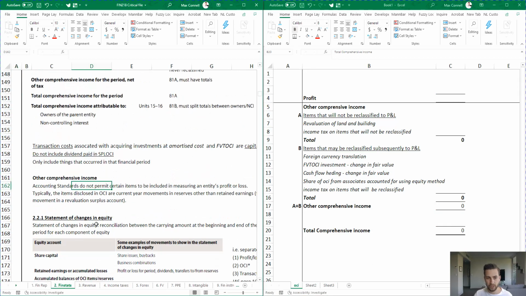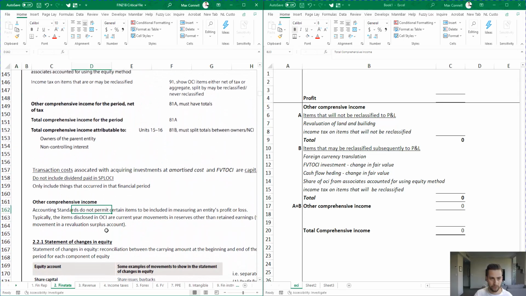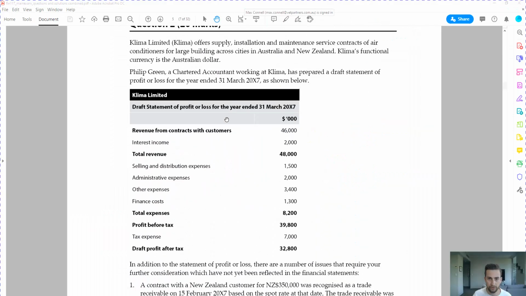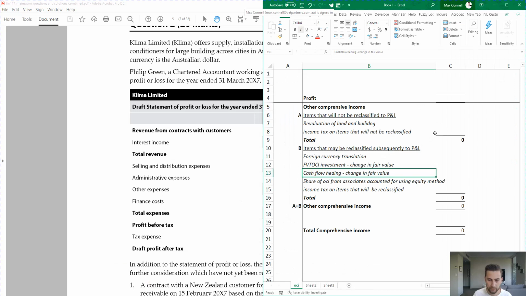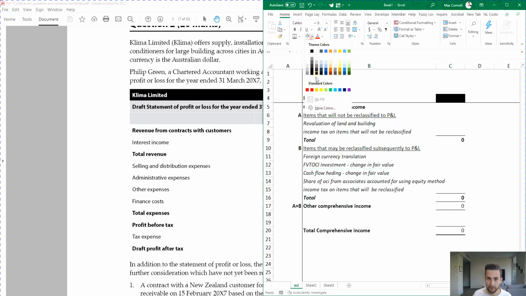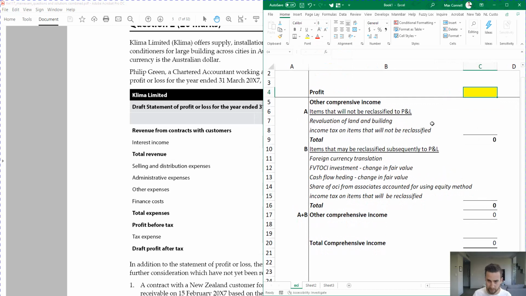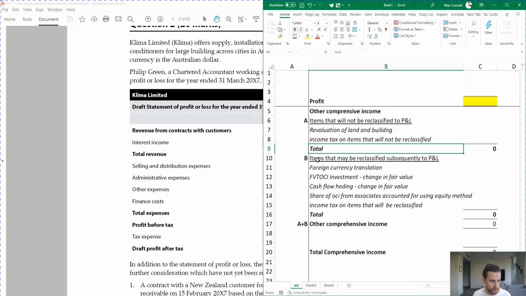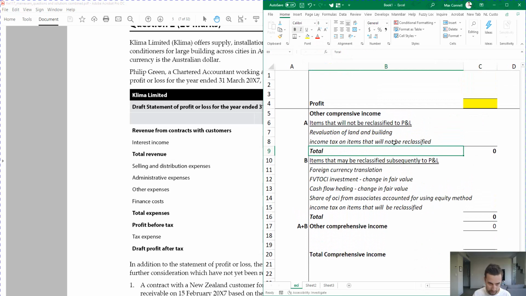Now let's actually read the question, pull out the information, and see what we have to do. Okay, so we're back on the original question. The first thing that we need to complete this other comprehensive income is obviously the profit figure up here. But this is a 20-mark question. That involves a lot of work. So clearly it's not just going to be as simple as plugging in this draft profit number. That clearly doesn't add up to 20 marks. So it's going to be a little bit harder than that, obviously. You can tell that just by the number of marks they're allocating.